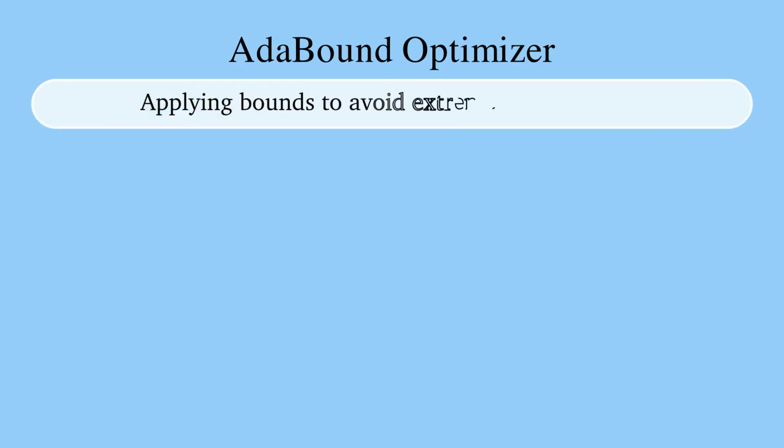Hi everyone. Our next optimizer is another extension of Adam, which is called AdaBound. The idea of AdaBound is quite simple. The adaptive learning rate methods may result in extreme learning rates which lead to convergence issues and unstable training. AdaBound tries to clip the learning rates dynamically to keep them within a desired range.